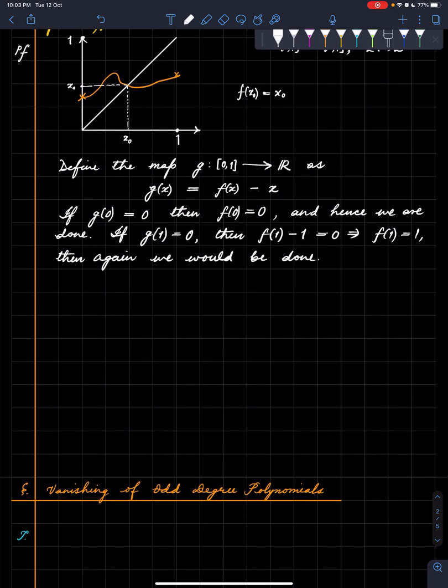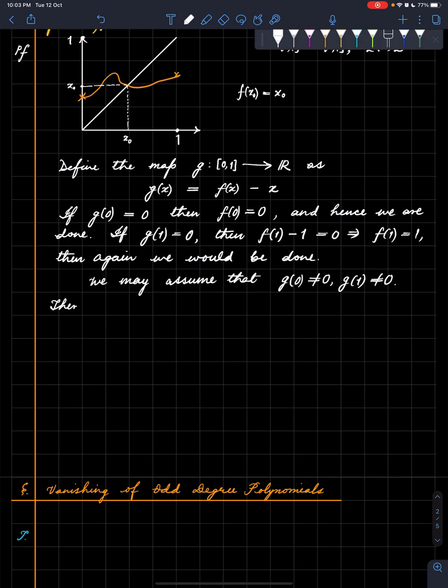So we may assume that g of 0 is non-zero and g of 1 is non-zero, because if either of these two cases doesn't hold, then we are already done. Okay, now what could g of 0 be?